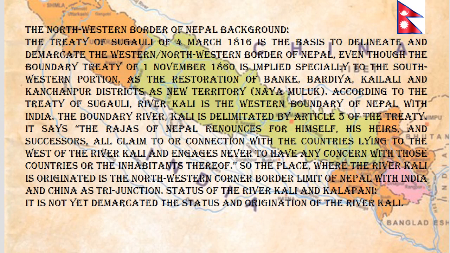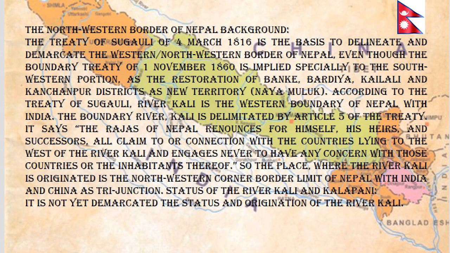The boundary river, Kali, is delimited by Article 5 of the treaty. It says the Raja of Nepal renounces for himself, his heirs, and successors, all claim to or connection with the countries lying to the west of the river Kali, and engages never to have any concern with those countries or the inhabitants thereof. So the place where the river Kali originates is the northwestern corner border limit of Nepal with India and China as tri-junction.